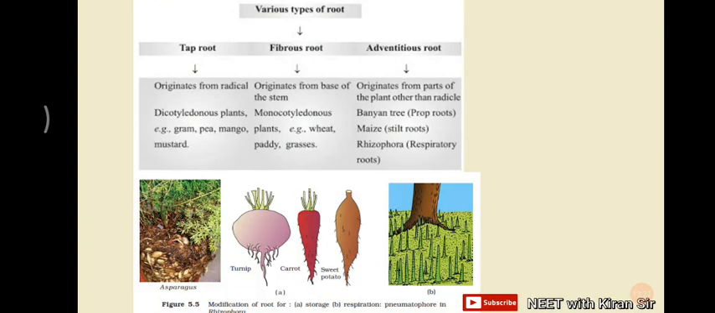This is about the root system. So I'll stop here. I will continue with stem and leaf in the next video.